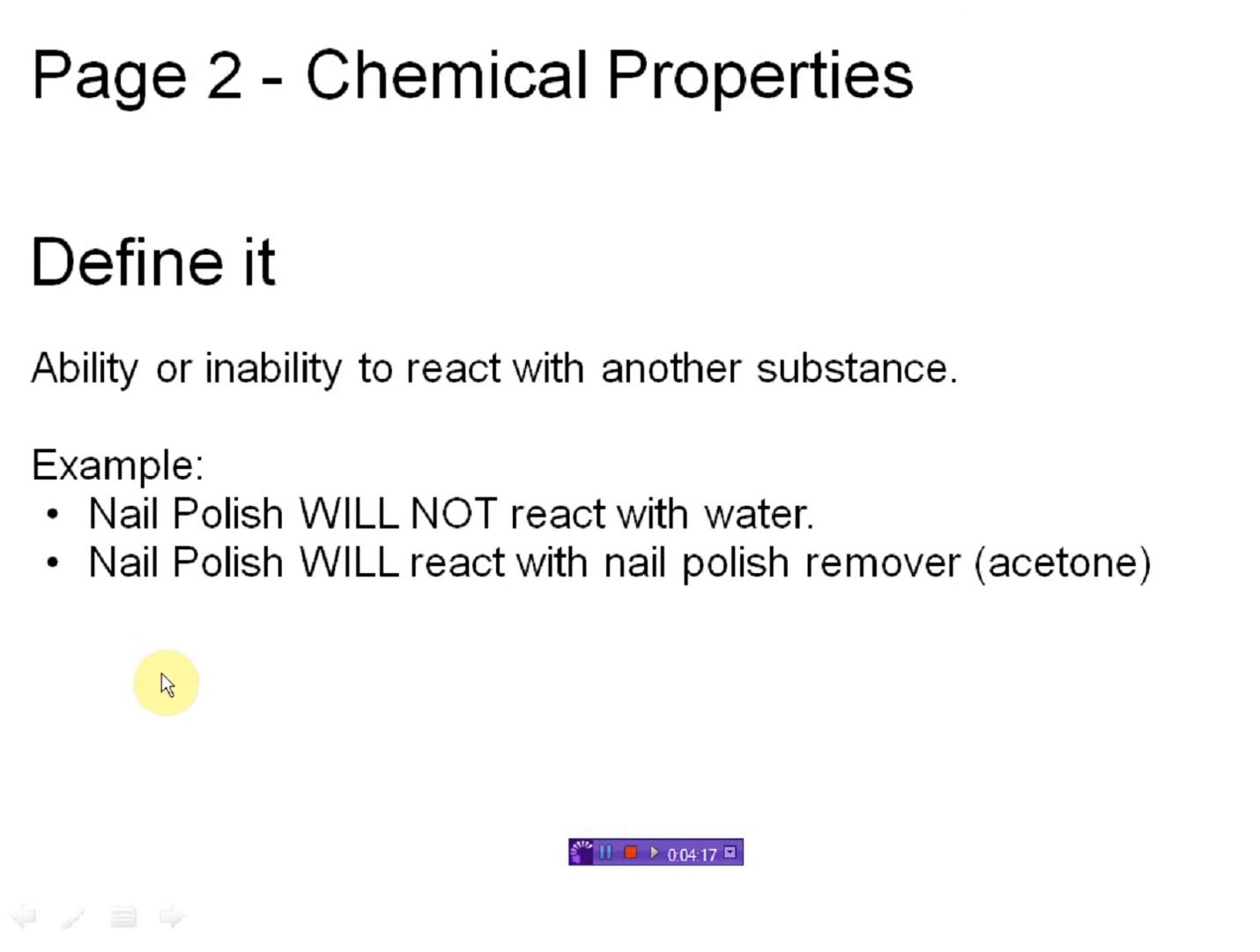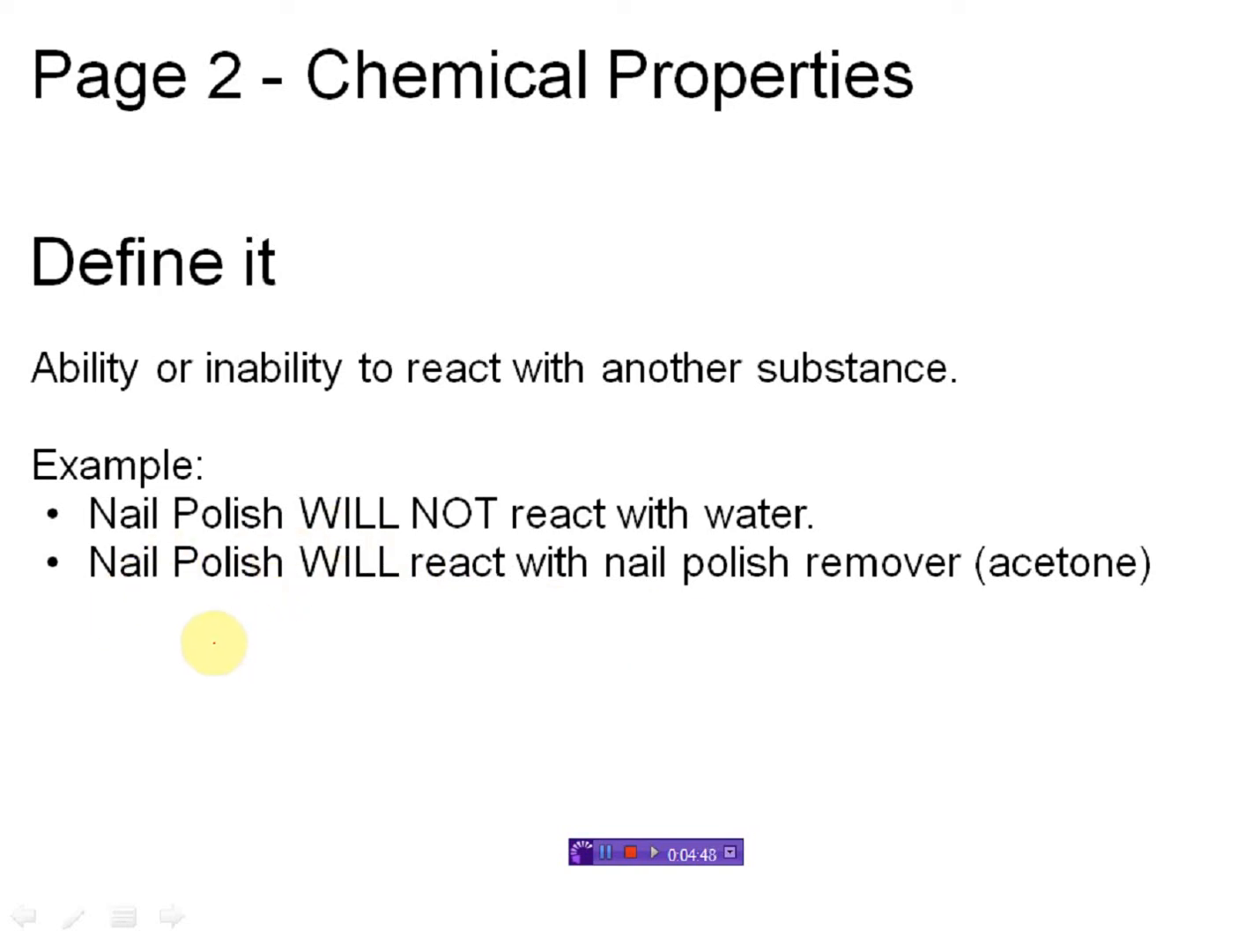Now, a chemical property. A chemical property is defined as the ability or inability of a substance to react with another substance. So I'm trying to describe matter here, but trying to describe it chemically. We're not going to use our 5 senses. We're not going to use measurements. It's either going to say something is going to react or can react. Like nail polish will not react with water. Nail polish will react with nail polish remover. We have a little chemical reaction going on.